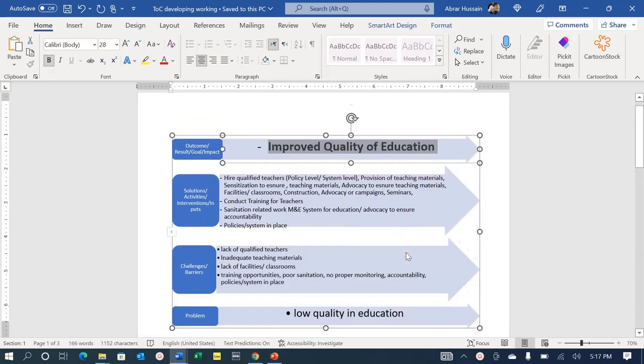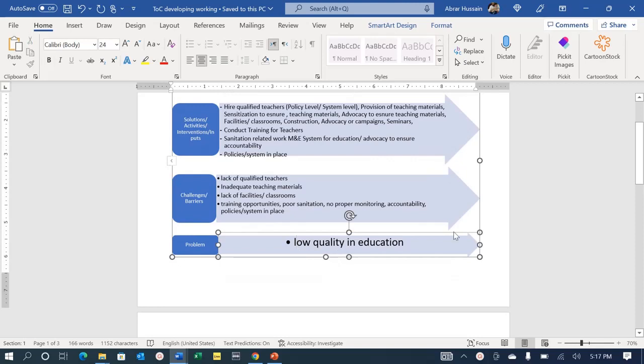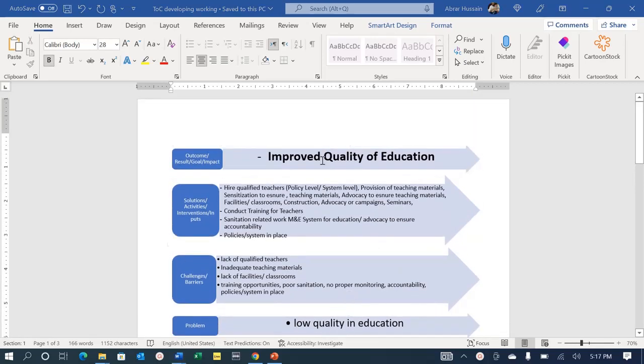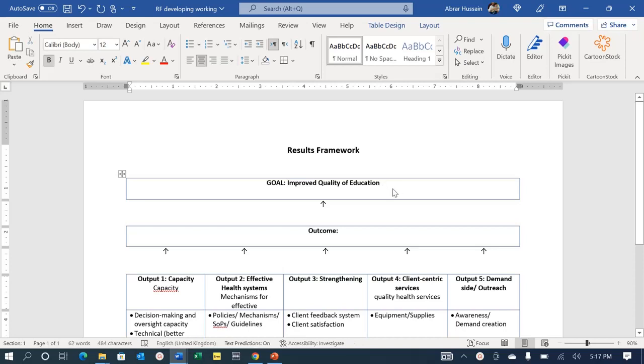Now in the results framework, our goal in the TOC, as we discussed here, is improved quality of education, and this is because the problem is low quality in education. So this was the goal, and that is enough here. But to make it more specific, because in the results framework, the TOC is a broad level document, here you will need to be specific. Improved quality of education where? Type your locations, your districts, your regions, wherever you are doing that project. Improve quality of education in this province, or this state, or this country, so that it's more specific.